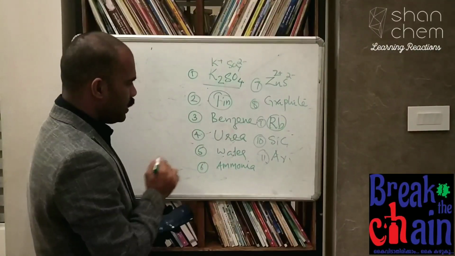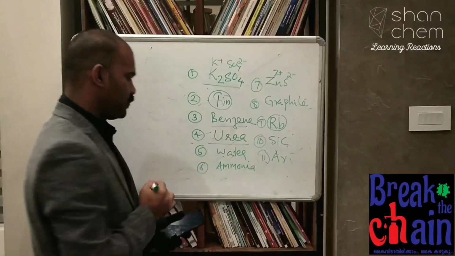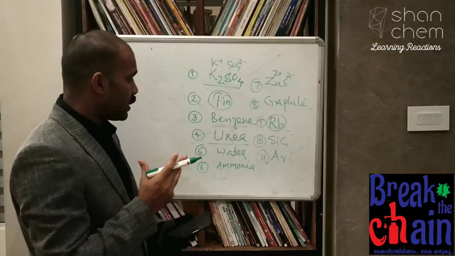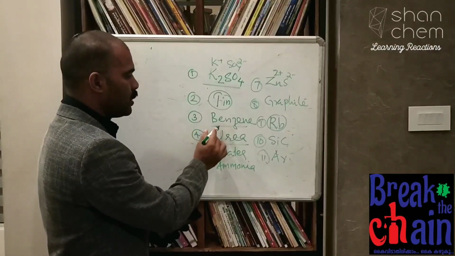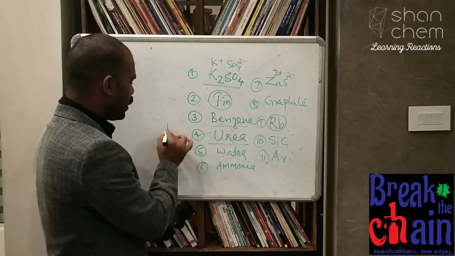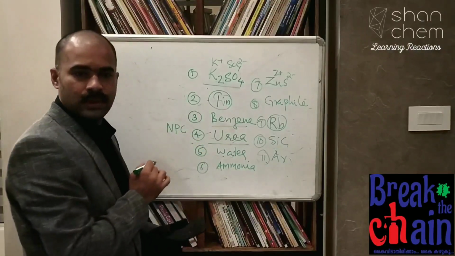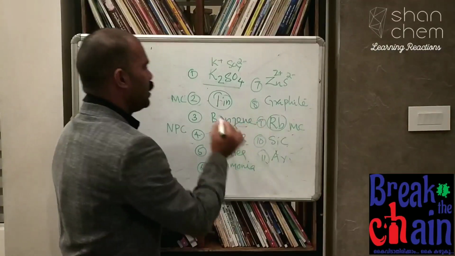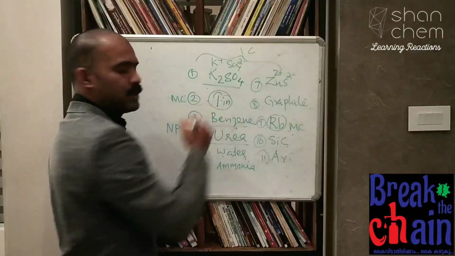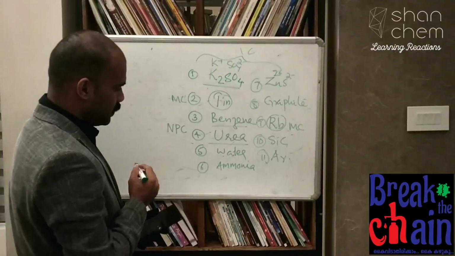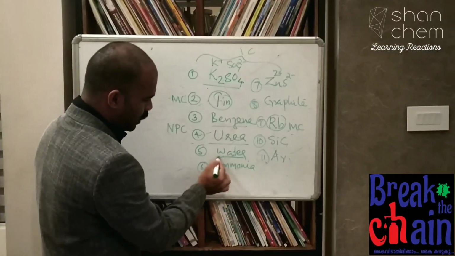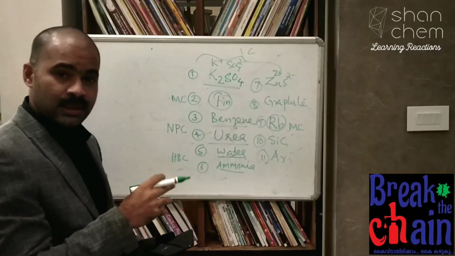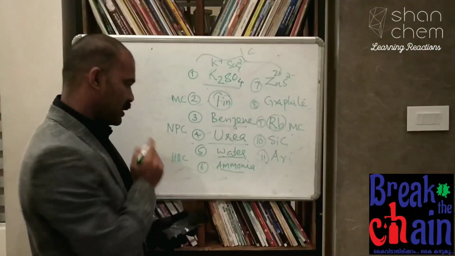That's metallic. Then benzene, urea. These are molecular crystals, but they are non-polar. That is non-polar crystals. This is metallic crystal. This is also metallic crystal. These two are ionic crystals. Then remaining is water and ammonia, hydrogen bonded molecular crystal, which in some other categories is called hydrogen bonded crystals.